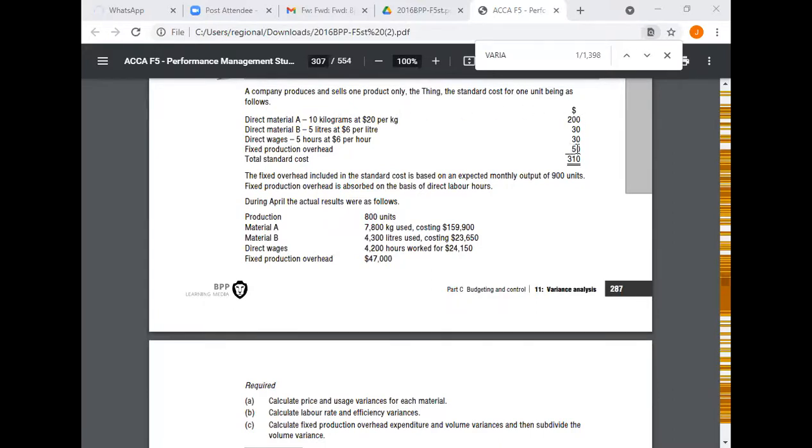Remember, the 50 that you have is for a whole unit. A whole unit that took us how long to produce? 5 hours. Then each hour must have cost us 50 divided by 5, which is 10. That's why you saw somebody like Joy saying 50 over 5.